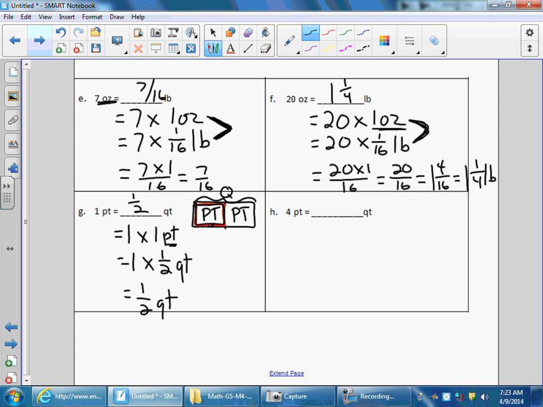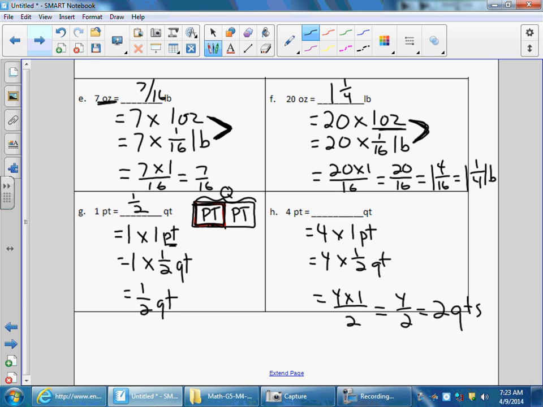Okay, letter H. 4 pints is 4 times 1 pint, which is equal to 4 times, and let me go back to my tape diagram in G, and I see that 2 pints is equal to a quart, so 1 pint is equal to a half a quart. So I have 4 times my numerator 1 divided by 2, which is equal to 4 over 2, which is equal to 2 quarts. Final answer. 4 pints is equal to 2 quarts.